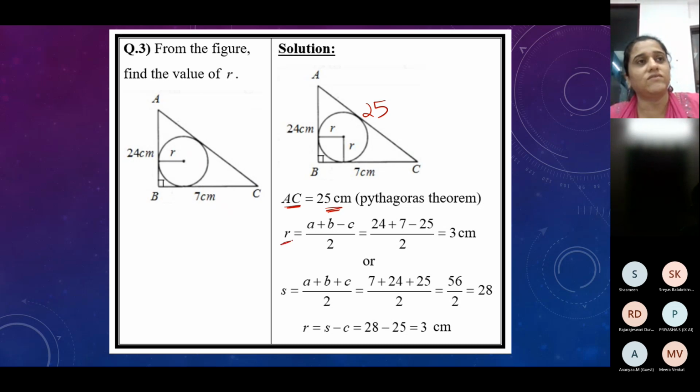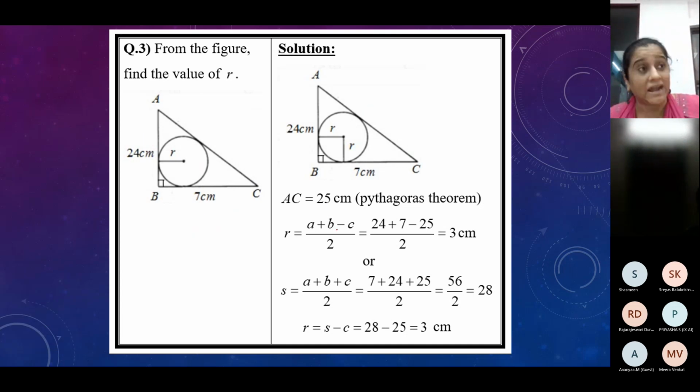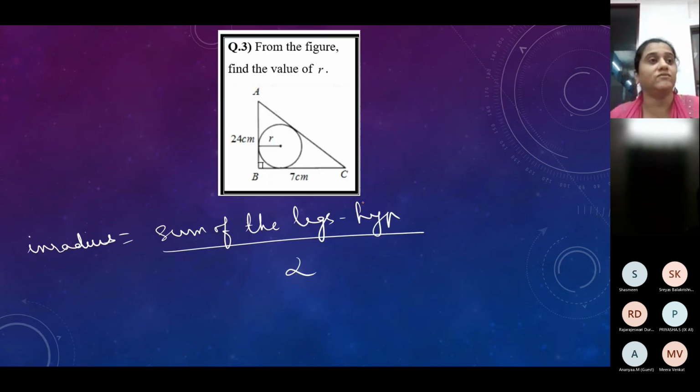Next, the inradius is given by, see the legs. Normally this is how we mark: A and B are the legs, C is the hypotenuse. With that meaning, I have written the formula, as I told you already in words: sum of the legs, A plus B, minus hypotenuse, minus C, by 2.